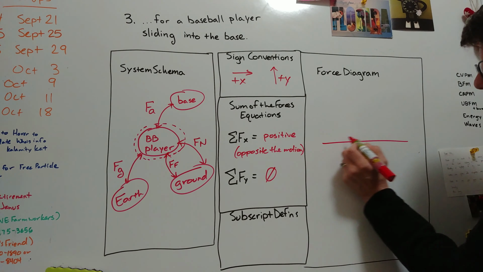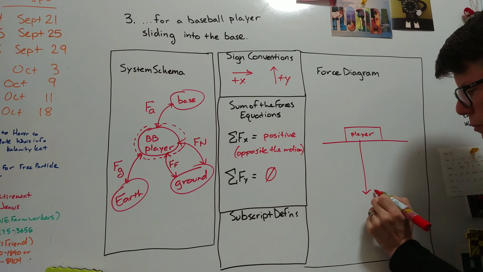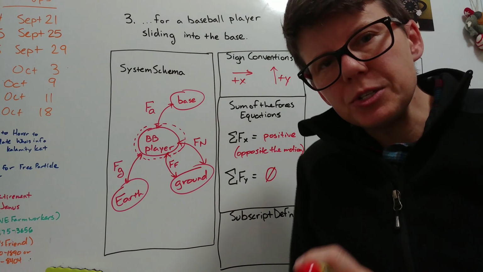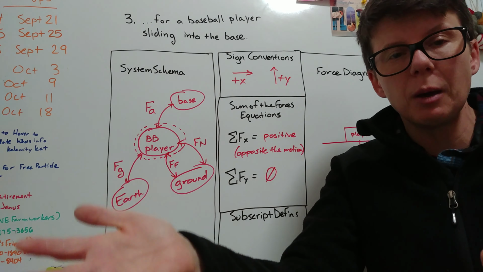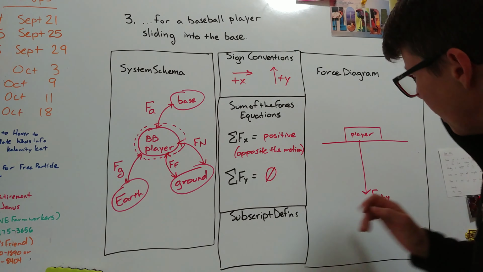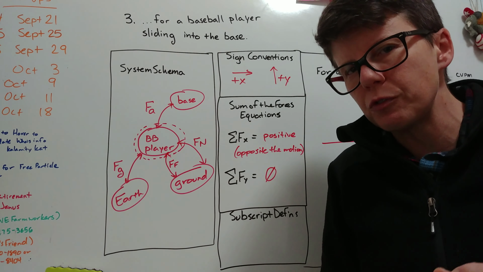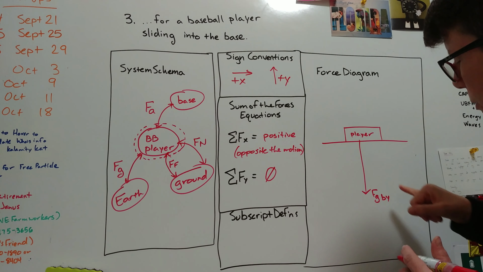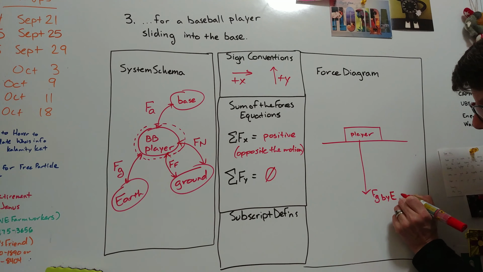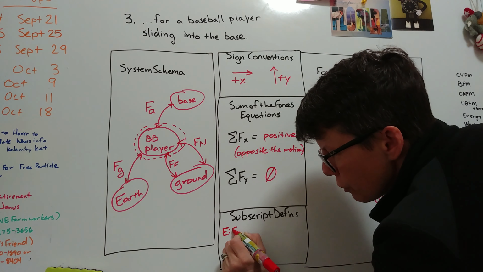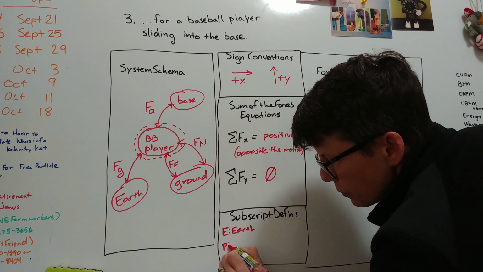Here's the ground. Here's a simplified version of the player. Okay, when writing out fully subscripted forces on a force diagram, refer to the key, the legend at the top of the page in this section. I want you to fully write these out, at least to begin with. This is so that we can make sure you really identify where these forces are coming from. The gravitational force on the player is exerted by the Earth on the player. Now's where these abbreviations come in. E for Earth, P for player.